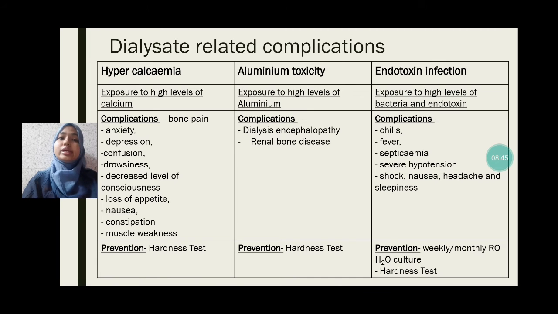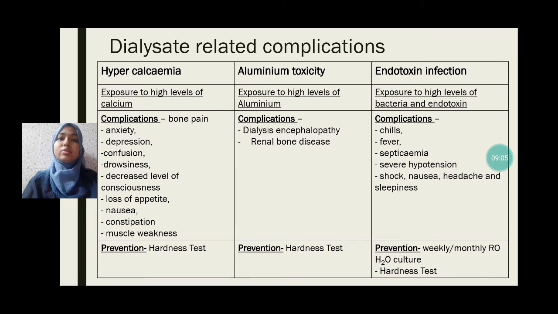And next is renal bone disease. If the kidney is not working, then because of these things, the bone will also get weakened. Next, how will we prevent this? By hardness test regularly. Then, endotoxin infections.